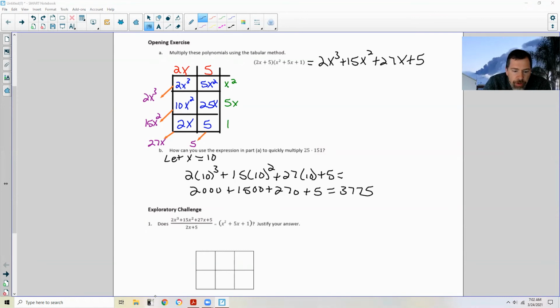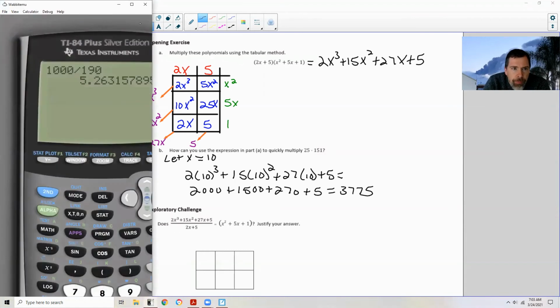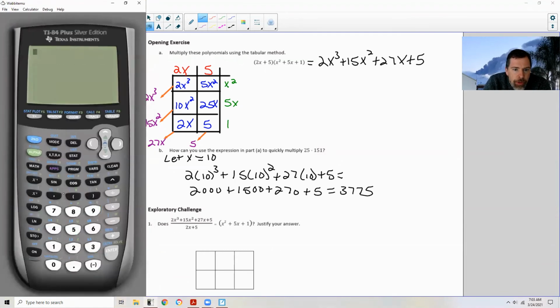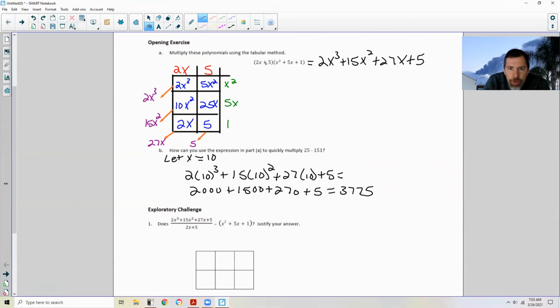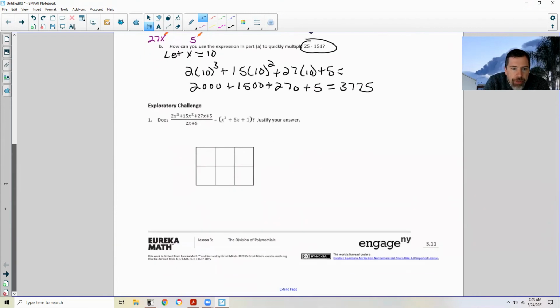3,775. So if I go to my calculator now, okay, and I multiply 25 times 151, I get 3,775. Okay, so if you notice what value for this variable would make this come up to here, that's what they were doing. So plugging in 10 to this polynomial and expanding it out will give you the value quickly.